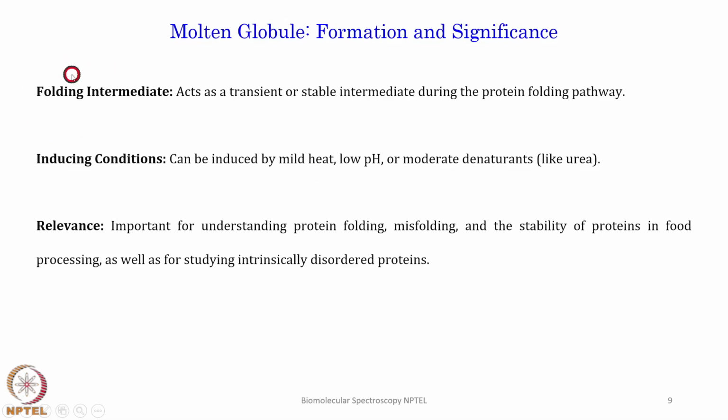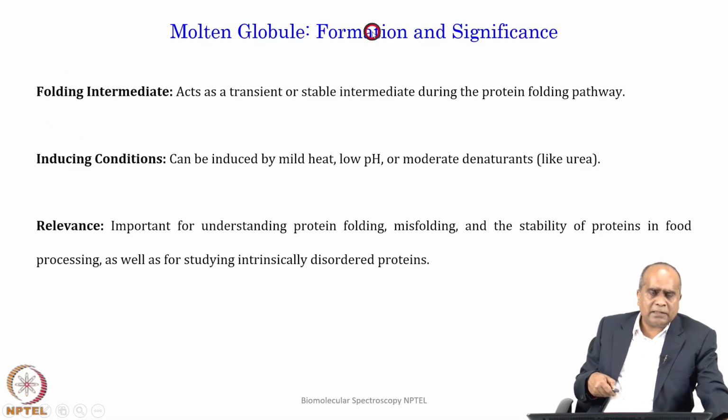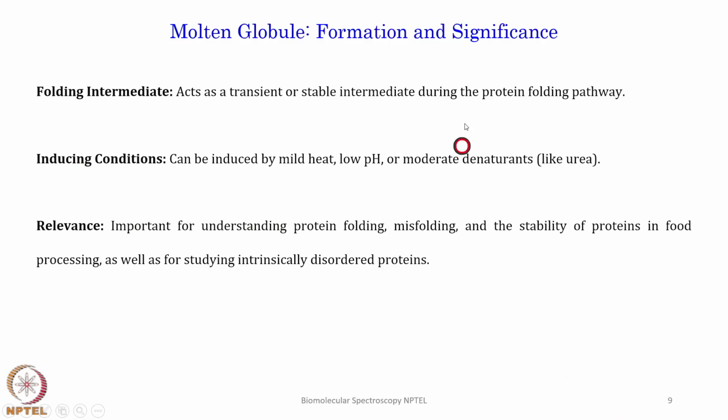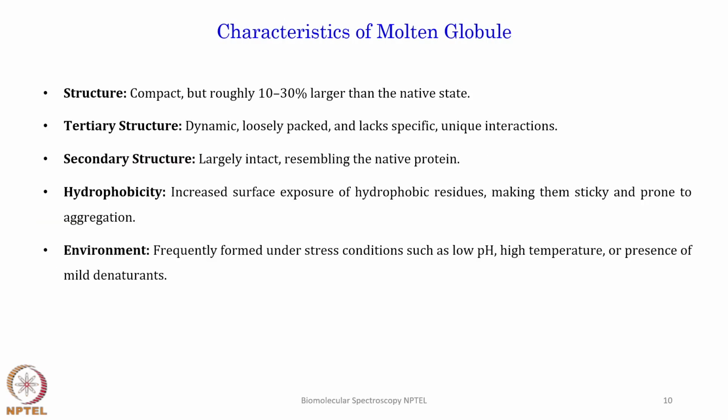As we discussed, it is a folding intermediate; it works as a transient and stable structure during the protein folding pathway. What can be the conditions? Induced conditions can be mild heat, low pH, or some moderate denaturant condition. The relevance of this is important for understanding protein folding, misfolding, and stability of proteins, as well as in food processing and in studying intrinsically disordered proteins. If enzyme activity is lost, you can check whether the protein tertiary structure is compact or has changed. So, this is the kind of significance the molten globule state can have.